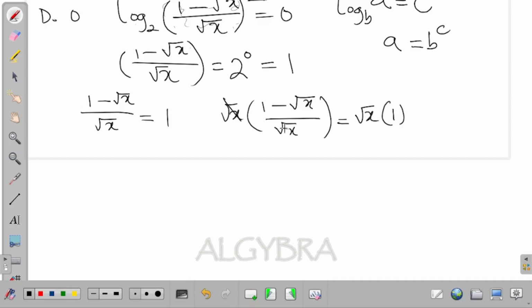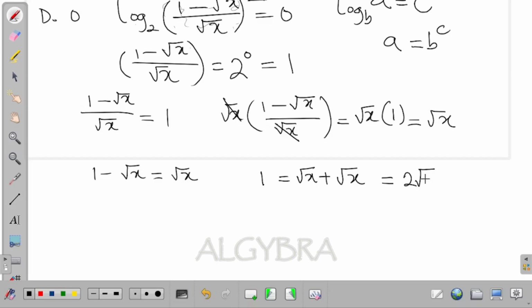So for the left hand side, we cancel the denominator. For the right hand side, whatever is multiplied by 1 is that same number, or that same variable. So the right hand side is equal to square root of x, so 1 minus square root of x is equal to square root of x. Let's move the negative square root of x on the left hand side to the right hand side. It becomes positive, so we have that 1 is equal to square root of x plus square root of x, and this is the same thing as 2 root x. So 2 root x is equal to 1.